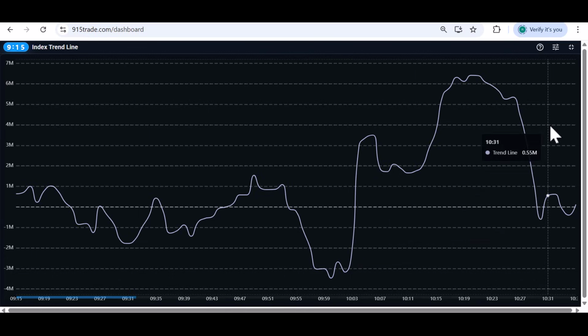So, trend line going up means think calls. Trend line going down means think puts. Many times this thing turns well before price does, giving you a true first mover edge.